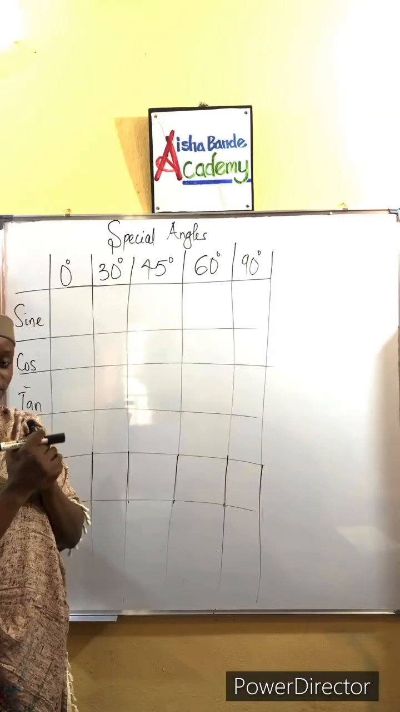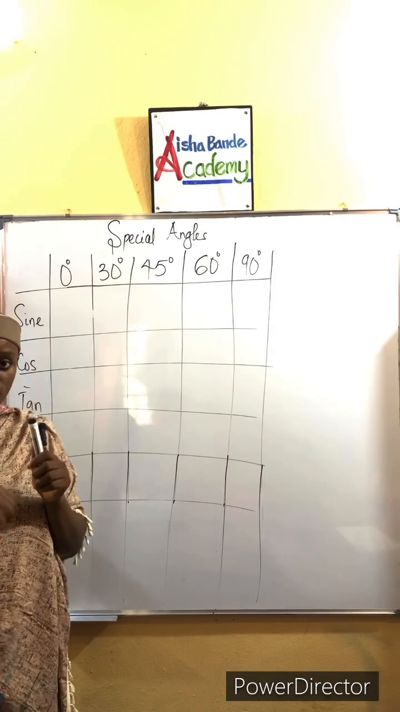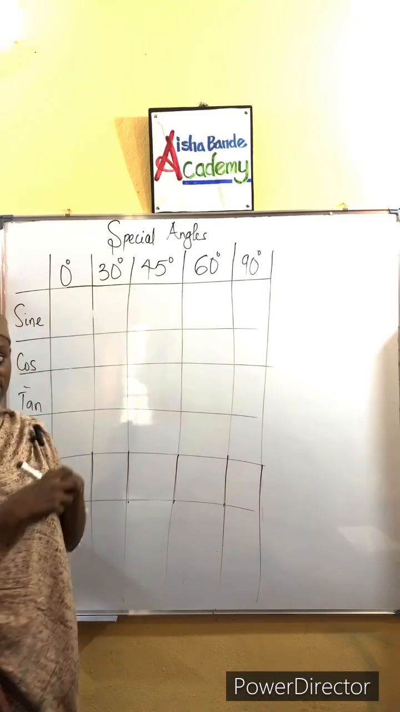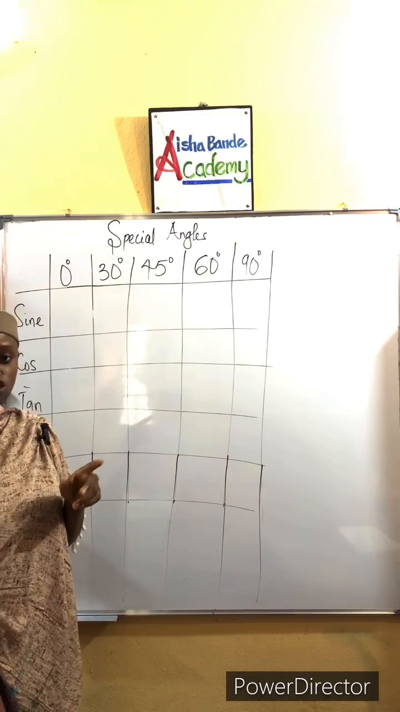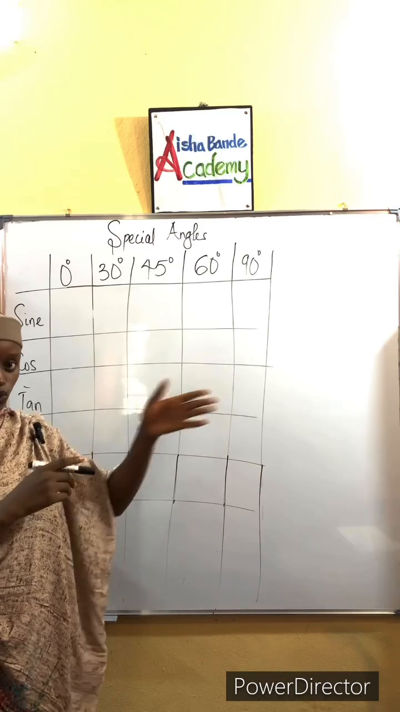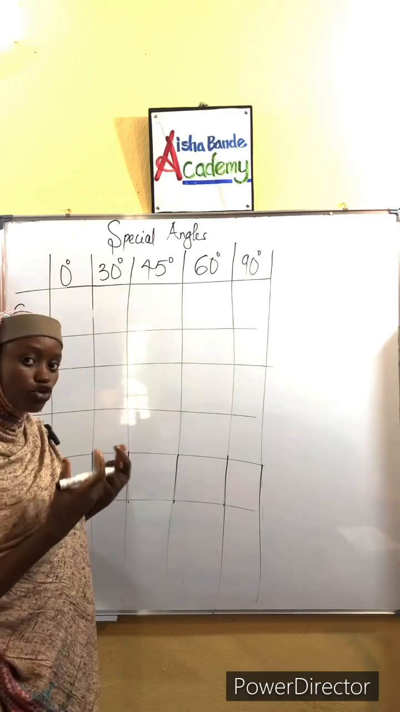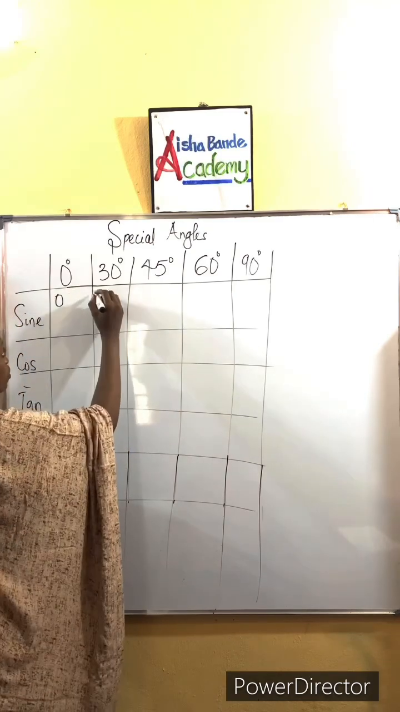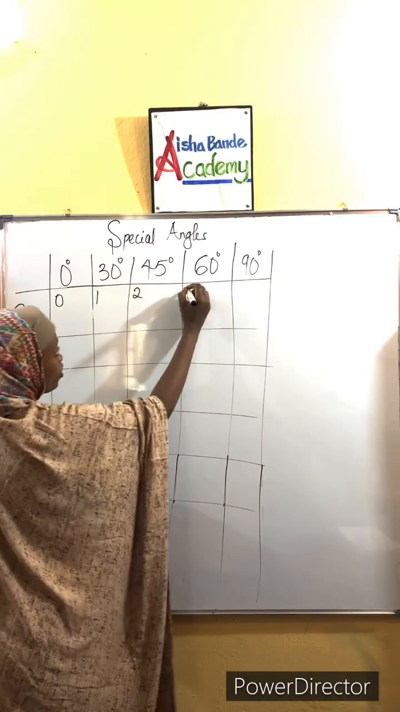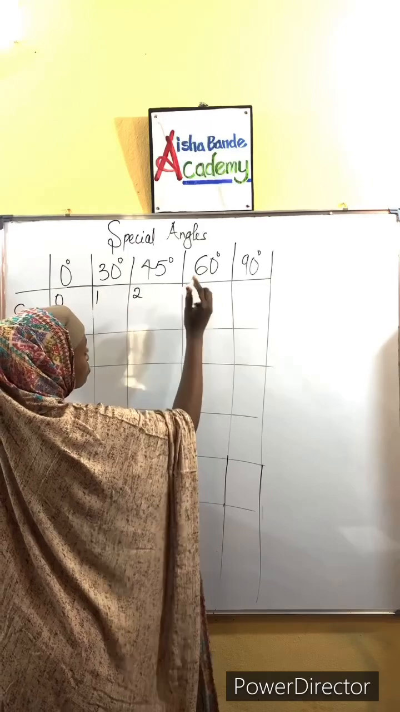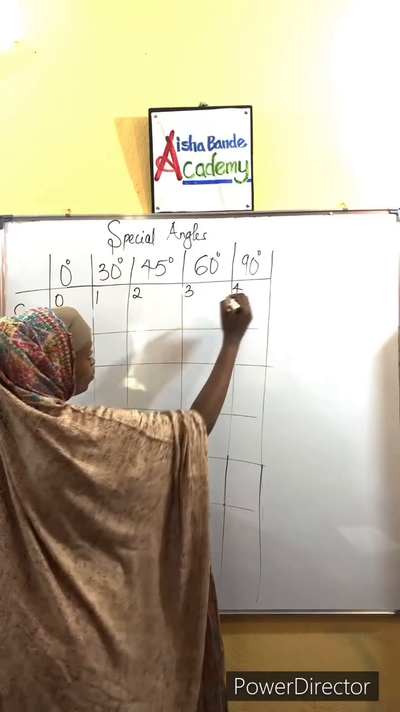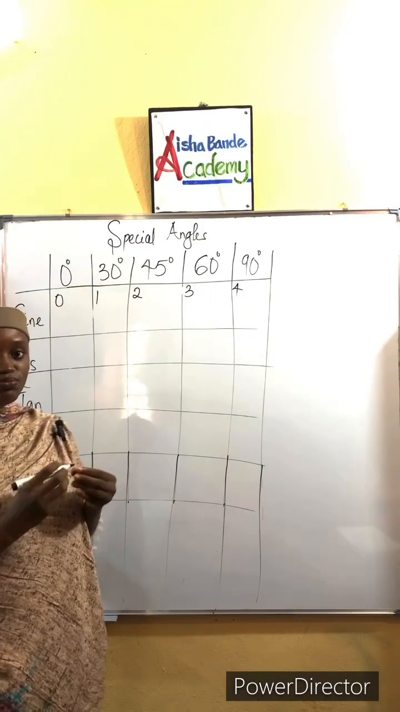For sine, there are 3 steps we have to carry out to get the angles. The first thing is start numbering from 0 to 4. That is between angle 0 to angle 90. We begin from 0. Here we have 0, 1, 2, 3, and then 4. This is the first step.